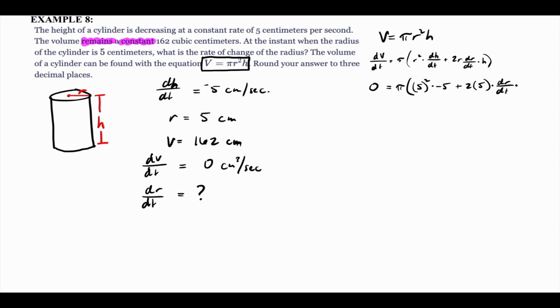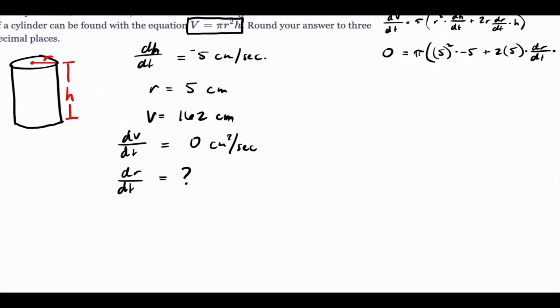I can solve for h, right? So that's what I'm going to have to do. I'm going to have to solve for h real quick so that I can plug it in. Volume is 162. Pi. R is 5. H is, I don't know.